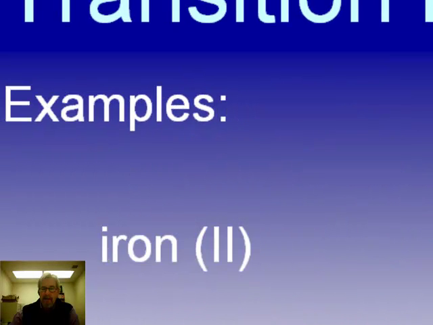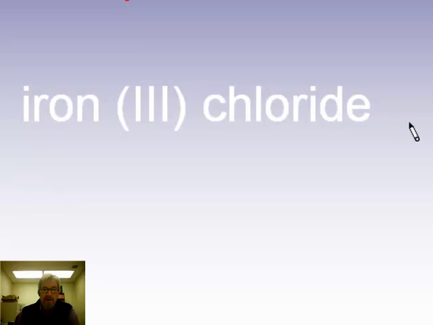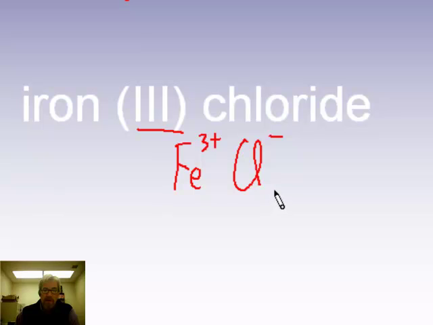Here's an example. Iron(II). Because that Roman numeral is there, it's a 2, and because I know this is a cation, the ion I'm talking about is Fe2+. Or iron(III) chloride. Well, if I'm going to write the formula for this ionic compound, I start out knowing that it is Fe3+ because the Roman numeral 3 tells me that. Chlorine is column 7, that's always a 1-. So when I do charge swap, I will end up with FeCl3.